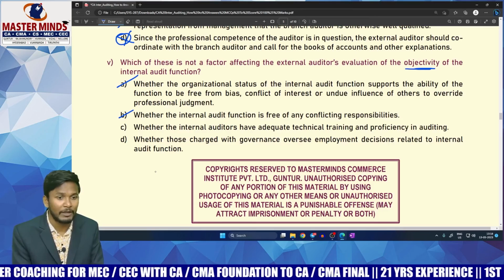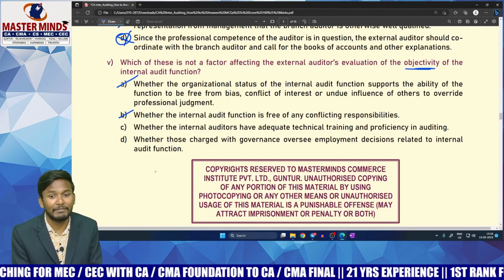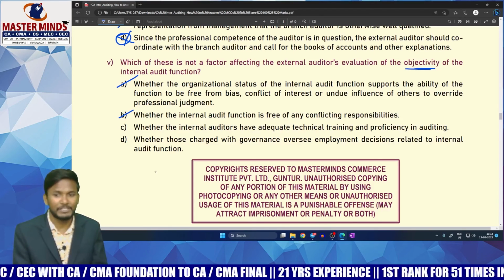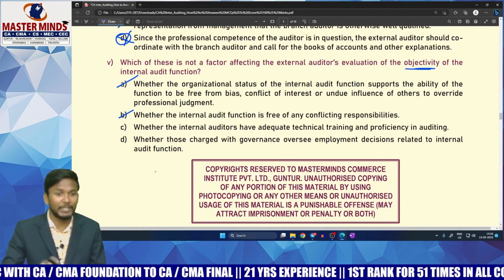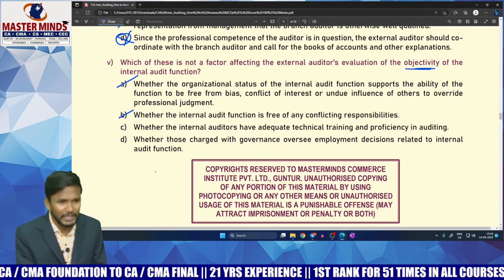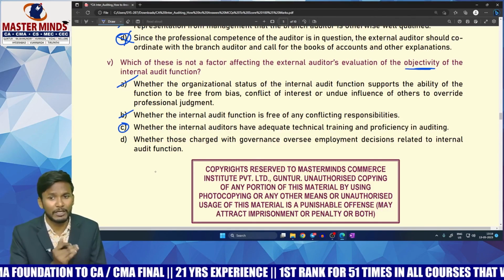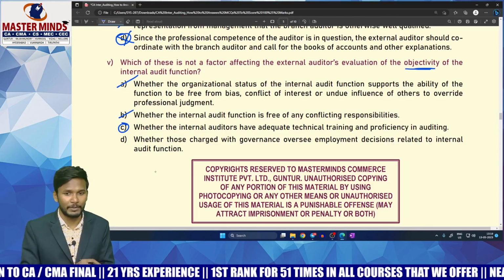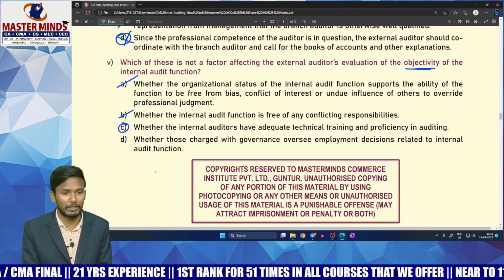See the next point. Whether the internal auditors have adequate technical training and proficiency in auditing. See, training and proficiency will not talk about objectivity. That talks about whether your work is proper or not. I'm not denying that it's a factor for the function, but it's not targeting objectivity. It talks more about whether the work can be relied upon or not.